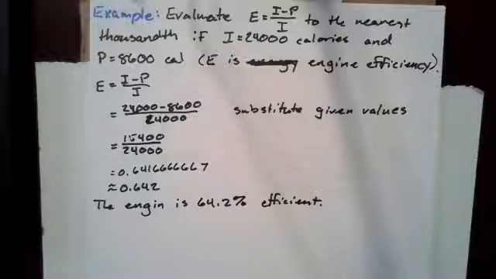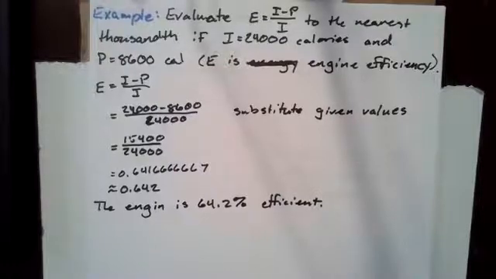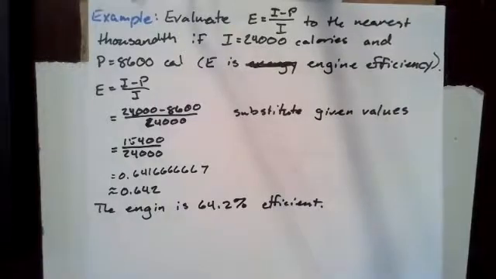24,000 minus 8,600 is 15,400 divided by 24,000, which is 0.641666667. Actually, there would be an infinite series of sixes there. And that's about 0.642, which is equivalent to 64.2%. So the engine is 64.2% efficient.